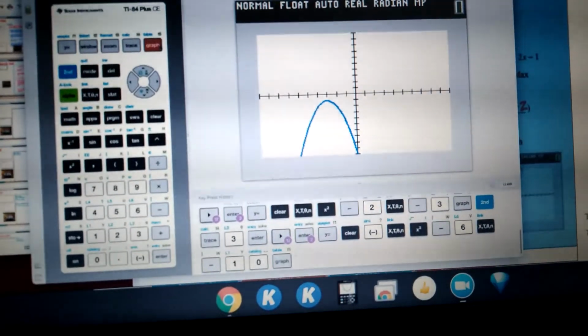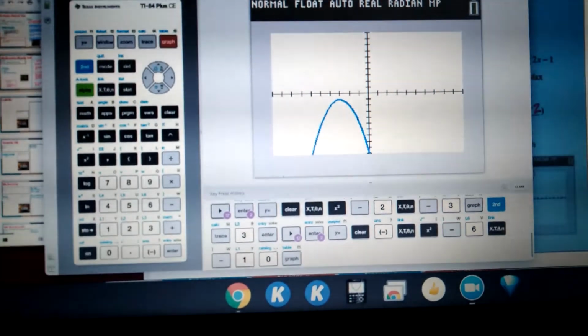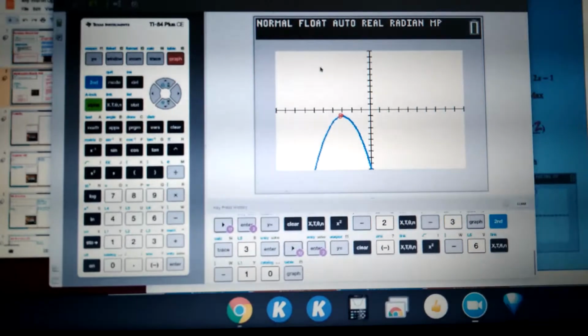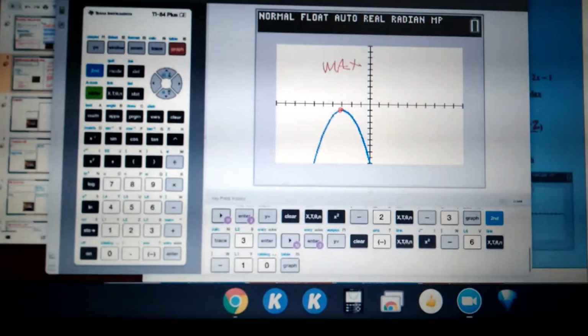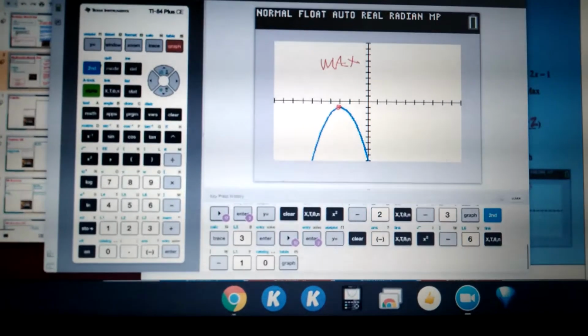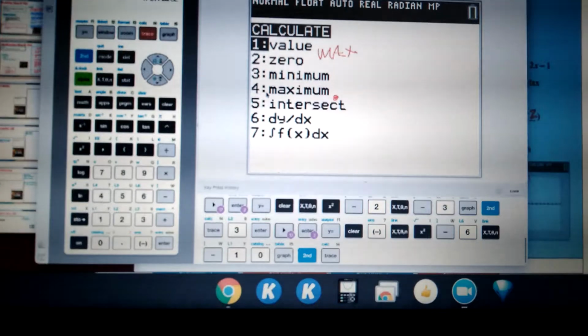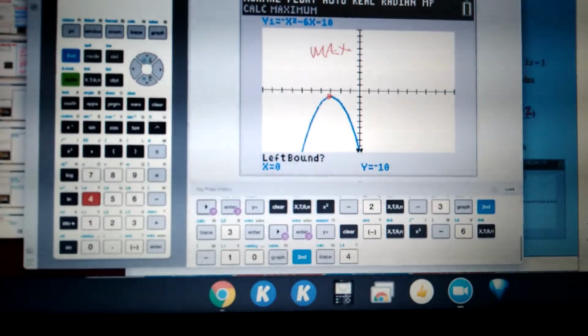I look at the picture. Oh, I see I have a maximum point. My maximum point occurs right there. I have a max. So I'm going to go second, trace. I want maximum, option 4. It's asking me left bound.